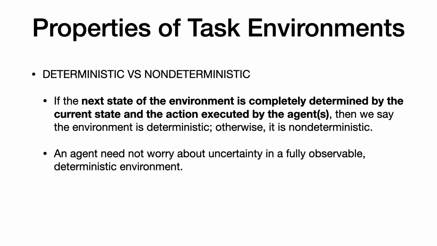It means that we cannot determine the state of the environment even though we know the current state and the action executed by the agent. Because of the many other factors, it becomes uncertain, and if that is the case, then we say it is non-deterministic. So deterministic is the simplest case, and if there is an agent, the agent need not worry if it is fully observable and deterministic, because there is no uncertainty.